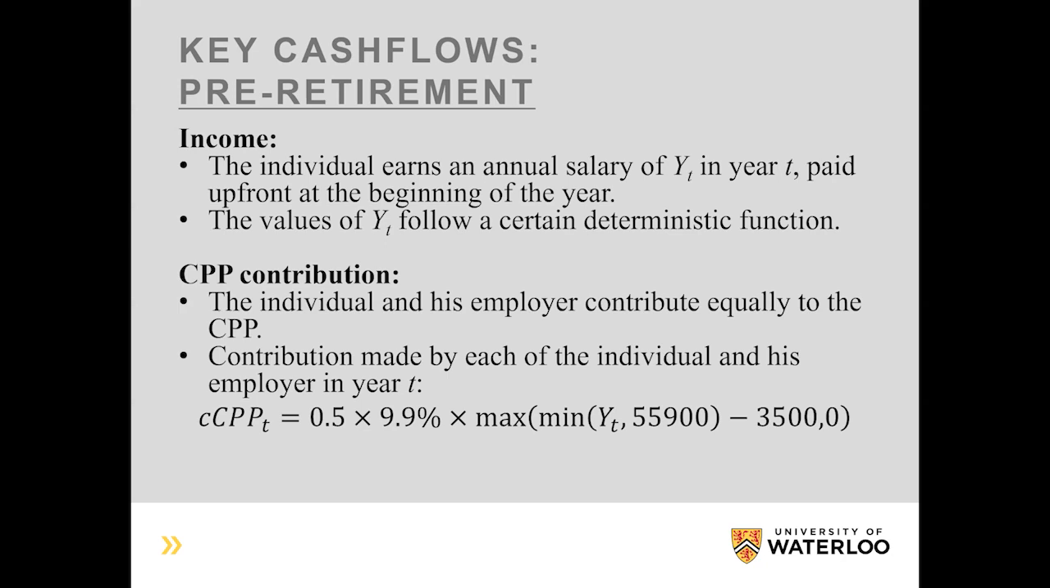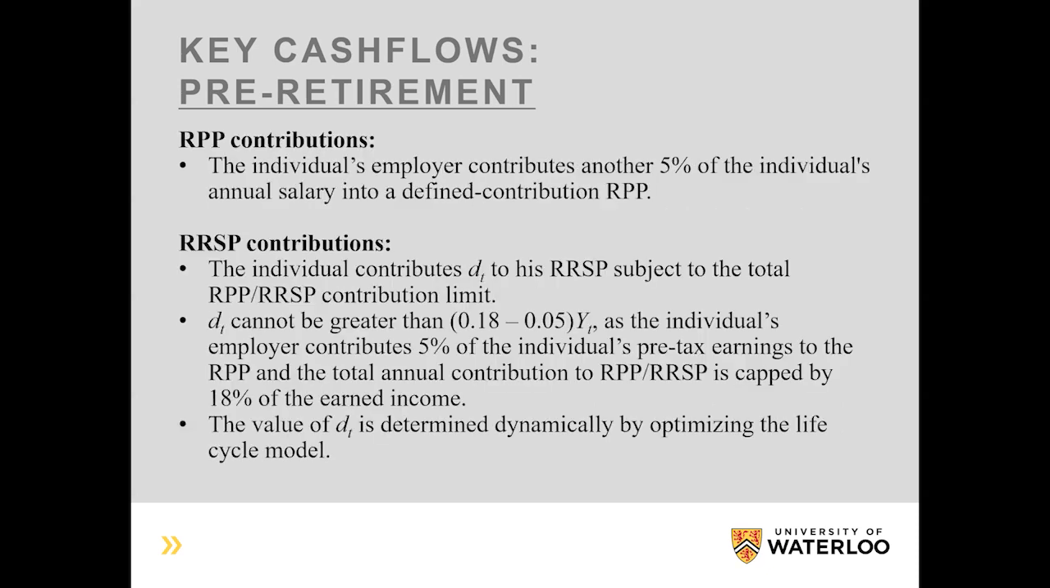Then we have CPP contributions. Remember, the individual and his employer contribute equally to the CPP. The contribution made by the individual and the employer, based on the description that I've given earlier, can be expressed by this formula, and we use CPPT to represent such contributions. Then we have RPP contributions. The individual's employer contributes 5% of the individual's annual salary into a defined contribution RPP.